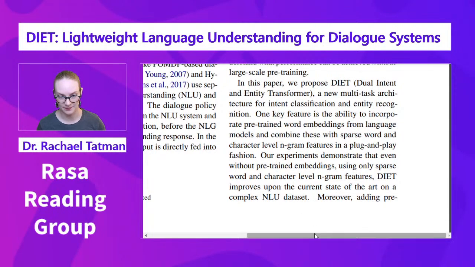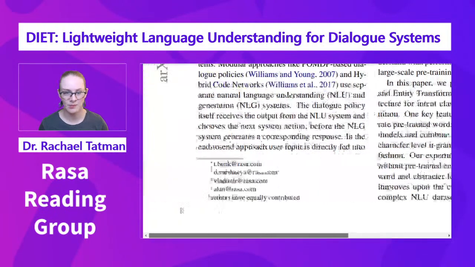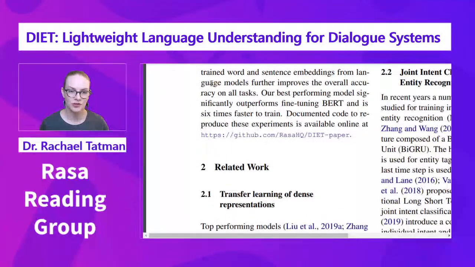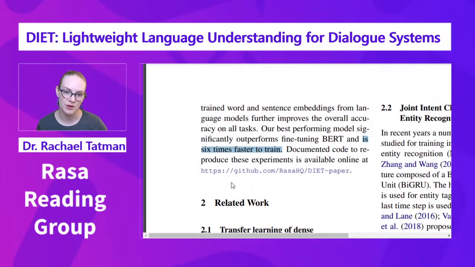NLU dataset. Moreover, adding pre-trained word and sentence embeddings from language models further improves the overall accuracy on all tasks. Our best performing model significantly outperforms fine-tuning BERT and is 6 times faster to train. Documented code to reproduce these experiments is available online at RasaHQ/diet-paper.